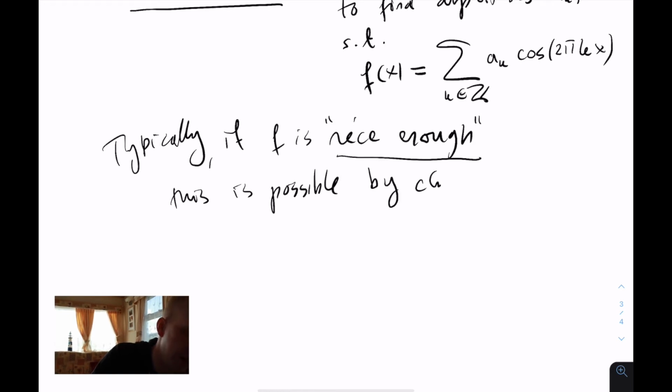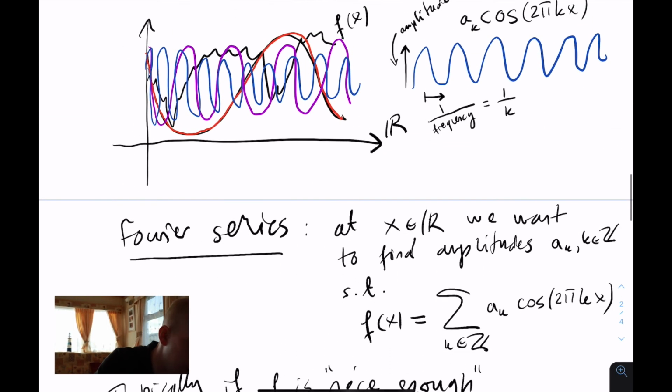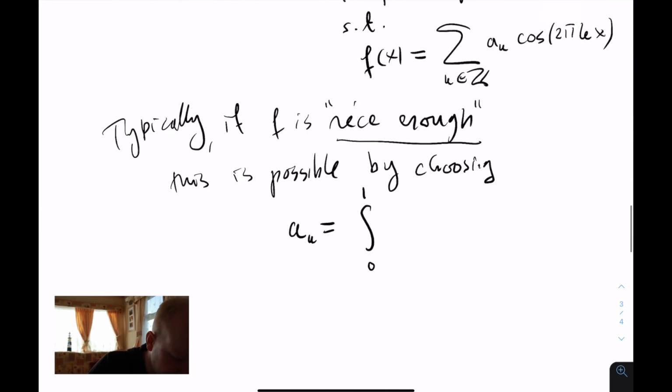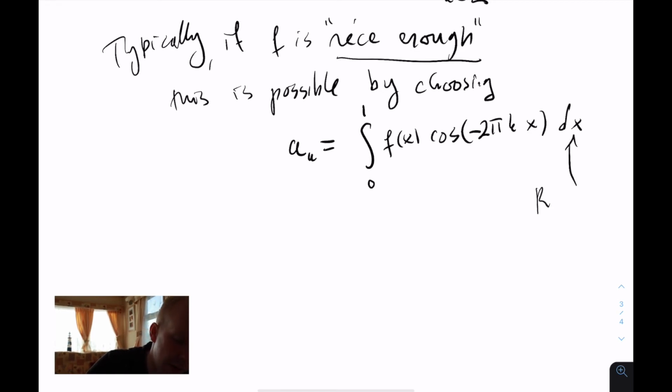by choosing this a_k to be, usually you'd like this function to be, let's assume that this is a periodic function, for example from 0 to 1, like a periodic function, that you would choose these kinds of coefficients, the integral of f of x cosine of 2 pi k x dx, where this would be, let's say, the Riemann integral.